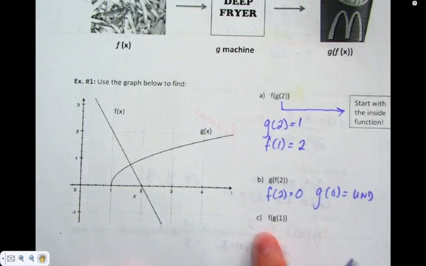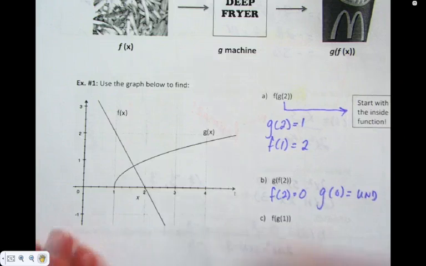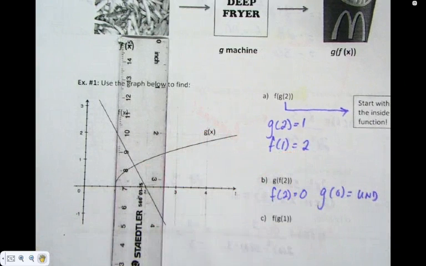f of g of 1 is just a different x value, so a different kind of input. Where do we start with this? g. We go to g of 1 first. So go where x equals 1. Look at the g function. Get the y value.